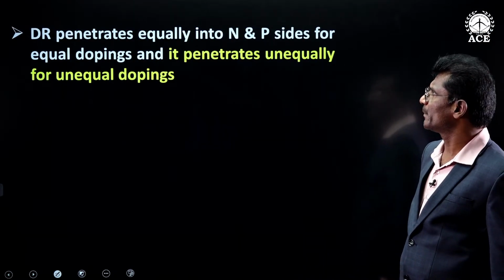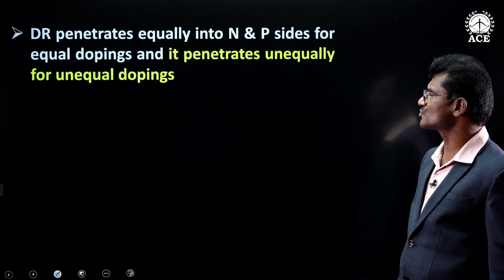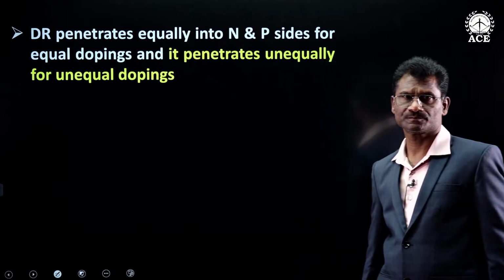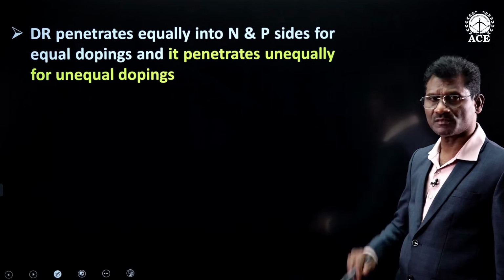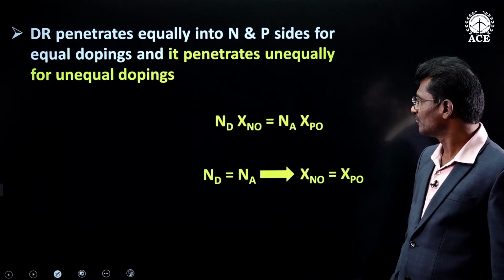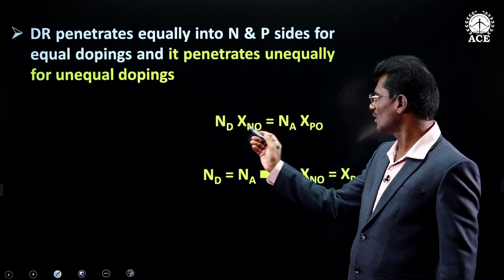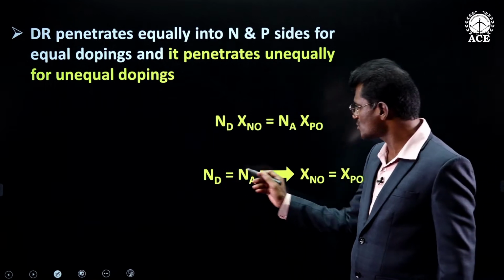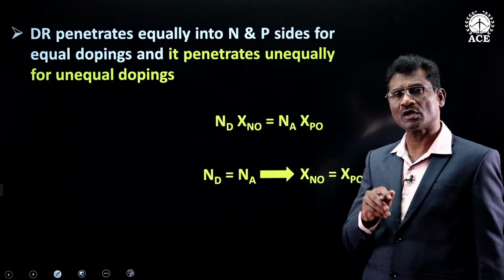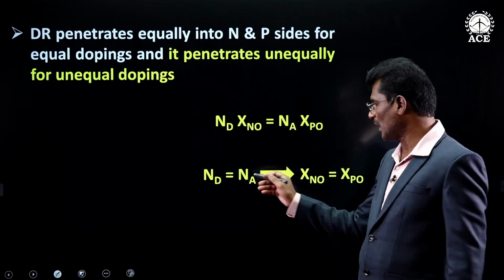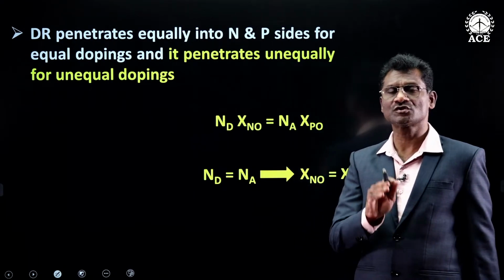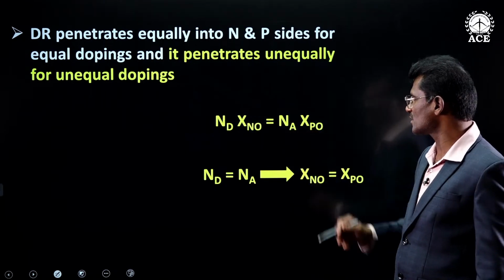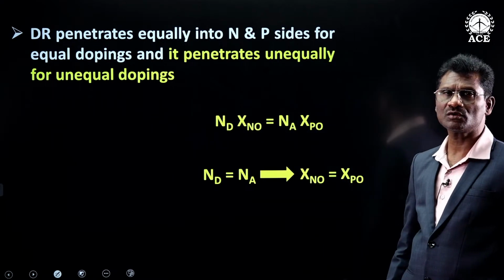Depletion region penetrates equally into N and P sides for equal dopings, and it penetrates unequally for unequal dopings. This statement needs some small explanation. We have derived the equation Nd Xn0 equal to Na Xp0. Assume Nd is equal to Na, that is, the donor concentration of the N side and the acceptor concentration of the P side are equal in magnitude. Then Nd and Na get cancelled. We are left with Xn0 equal to Xp0.